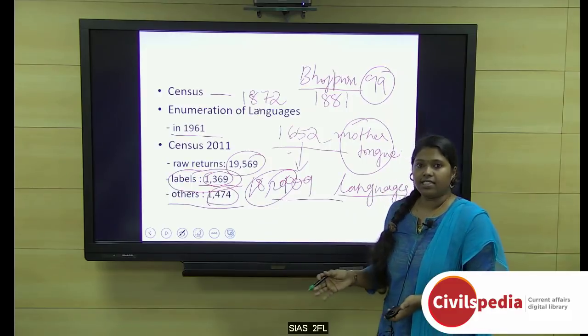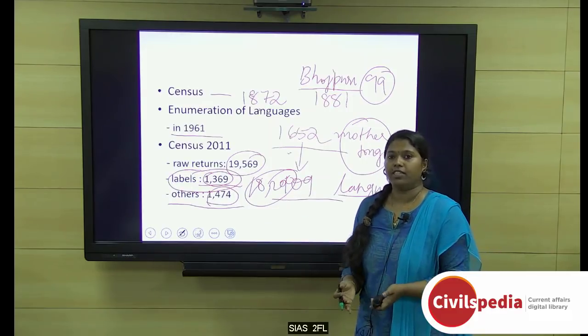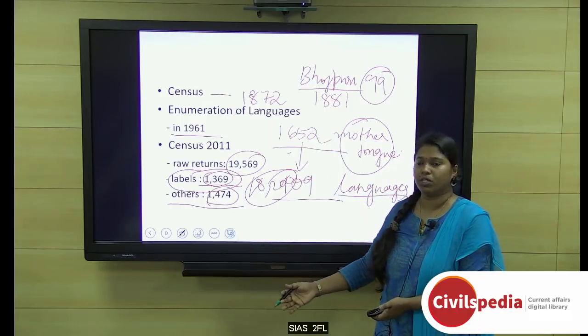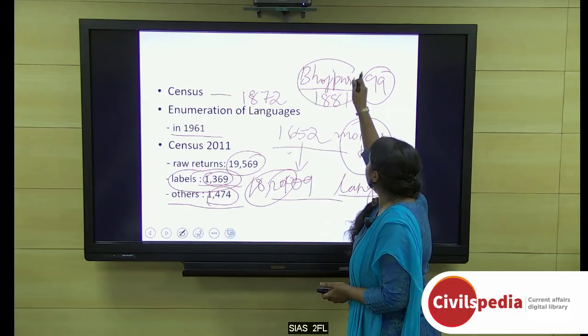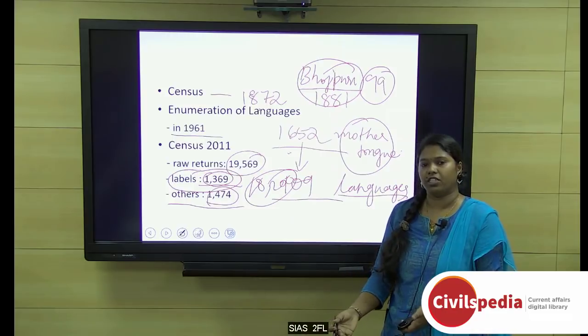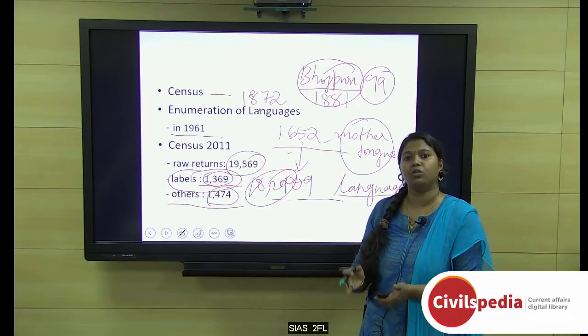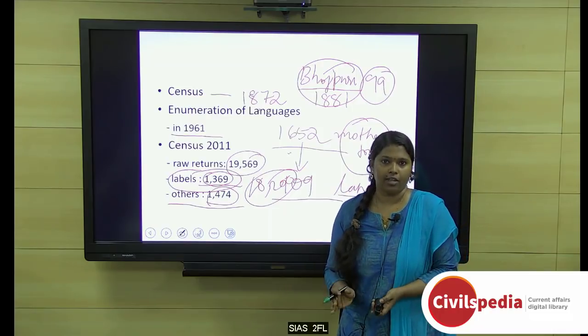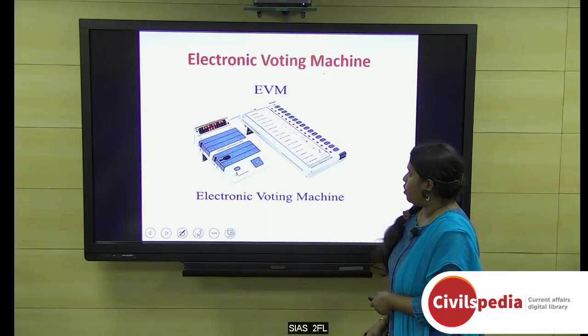You know that the census data is used by educators and policy makers to frame laws affecting those particular groups. So if people like these are not given enough representation, there won't be enough policy measures taken to address their problems. This will affect the linguistic diversity of India. Now, that's all about this.